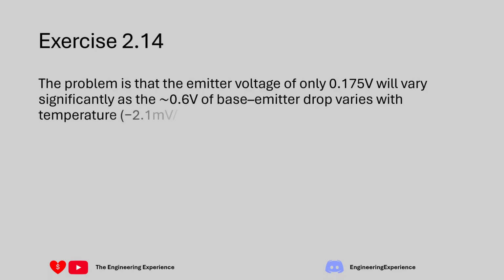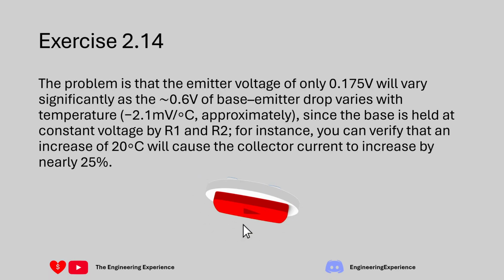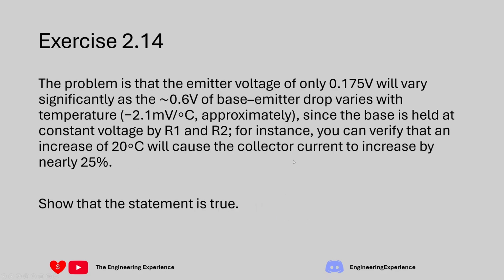The statement says, the problem is that the emitter voltage of only 0.175 volts will vary significantly as 0.6 volts of base emitter drop varies with temperature, which is basically minus 2.1 millivolts per degree C. Since the base is held at a constant voltage by R1 and R2, for instance, you can verify that an increase of 20 degrees C will cause the collector current to increase by nearly 25%. So what I'll do is go through how to show this statement is correct, and I'll briefly explain the circuit as well.